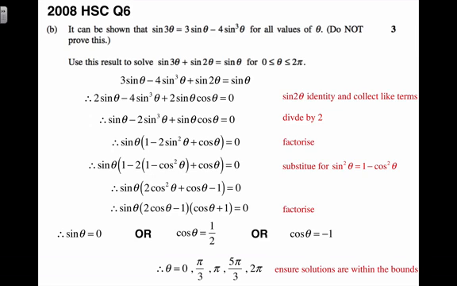The first one will be 0 for the sin theta equal to 0. Pi on 3 and 5 pi on 3 satisfy the cos theta equal to a half. Oh, pi also satisfies sin theta equal to 0. No, that's wrong. Yes, no, that's right. And 2 pi satisfies both sin theta equal to 0 and cos theta equal to minus 1. Like with all these questions, make sure that all your solutions are within the bounds of the original question.